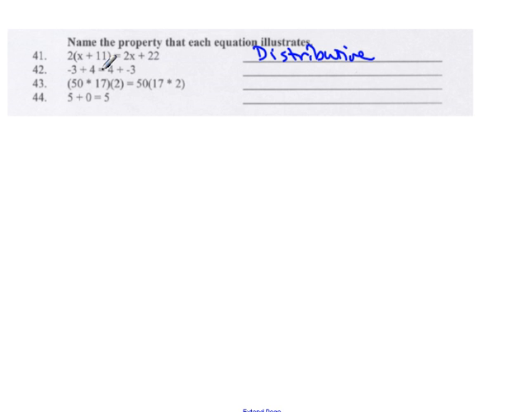Looking at number 42, what happened from the left side of the equal sign to the right side? Well, it looks like the order changed. And remember, when it's dealing with order, we're talking about the commutative property, and that would be of addition.